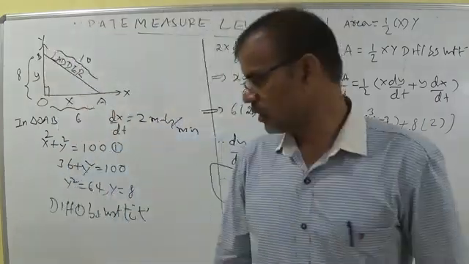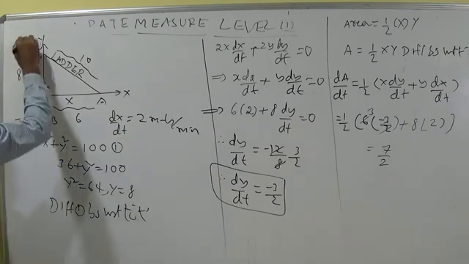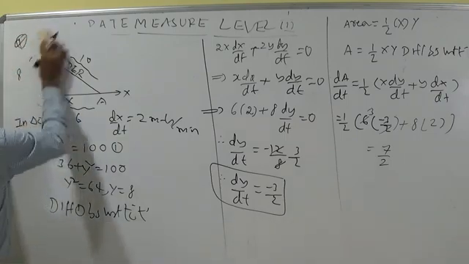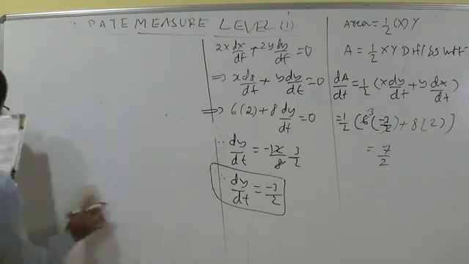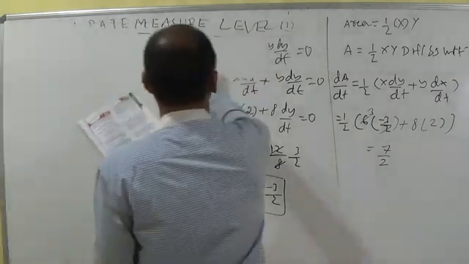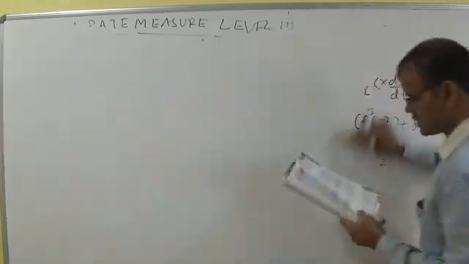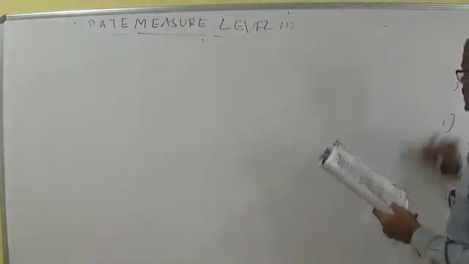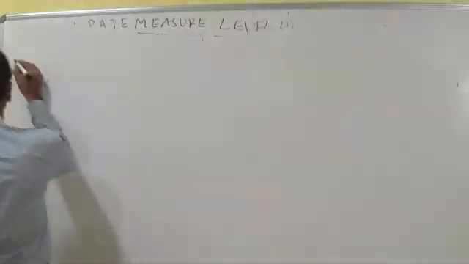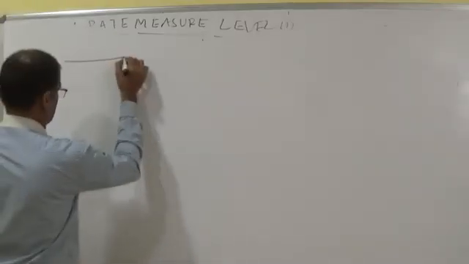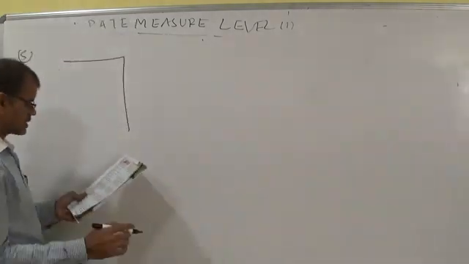So now let us see the fifth sum. The fourth one is completed. Next, fifth sum. Fifth question: a kite flying at height h meter has x meters of string paid out at time t seconds. A kite is flying at h meter height, with x meters of string.